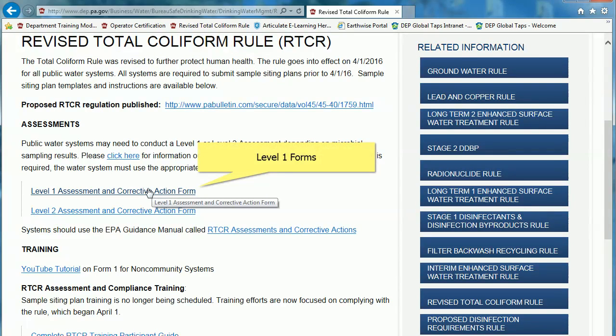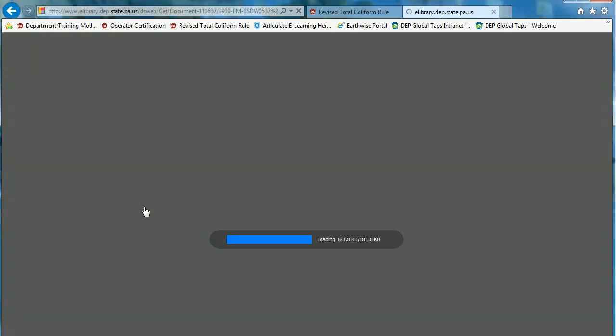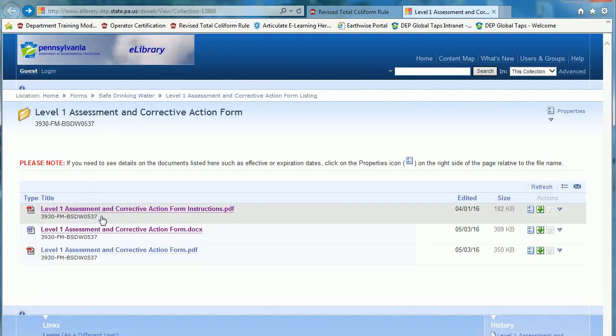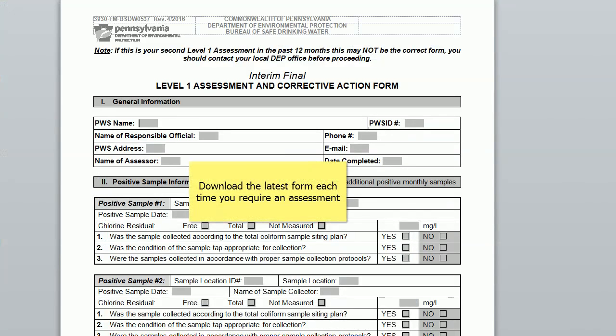Once at the site, click on the link and it will take you to the form and instructions on the e-library. The first link is for the instructions as shown. The second link is for the Word version of the form. Each time you require an assessment, please download the latest form from the website. DEP continually updates their forms.